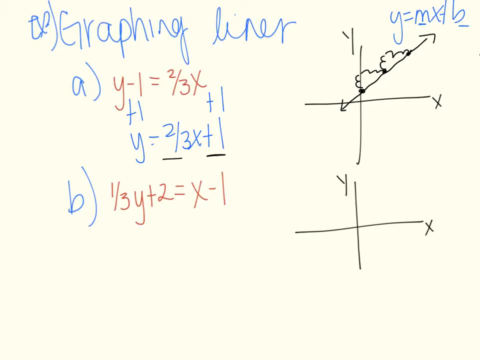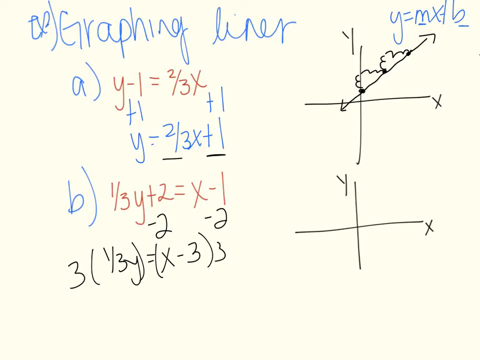The next one I have, my first step is to try to get all the numbers over. So minus 2. I've got 1/3 y is equal to x minus 3. And then from here, I need to multiply everything by 3. Notice that I put parentheses around the x minus 3. That's going to be very important. So I have to distribute the 3 to both terms, which then gives me 3x minus 9.